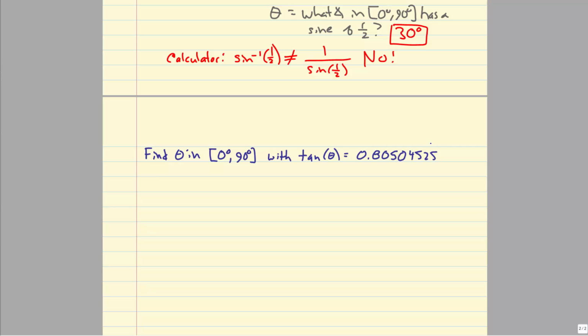So this is not a tangent I recognize. I recognize things like square root of 3, square root of 3 over 3, 1. So this does not look like to be one of those special or standard angles. So the way I would solve this using my calculator is I would take the inverse sine of both, or sorry, the inverse tangent of both sides.